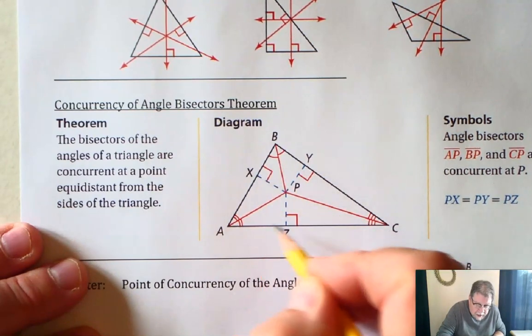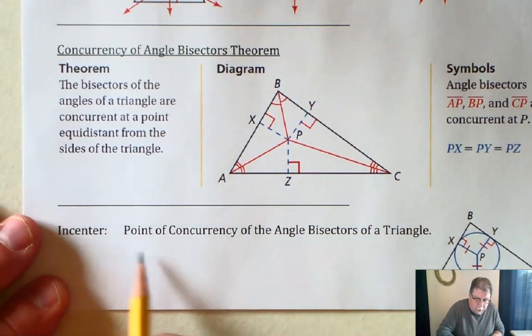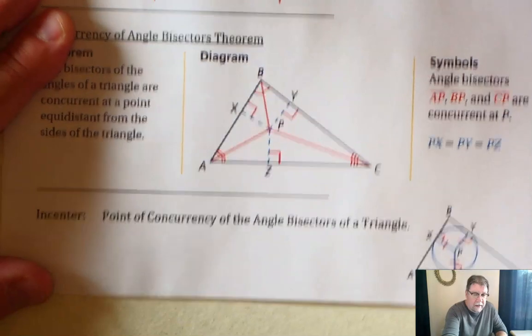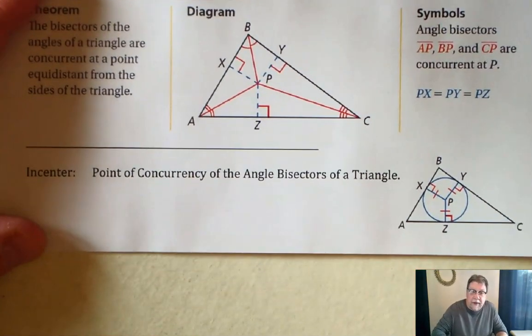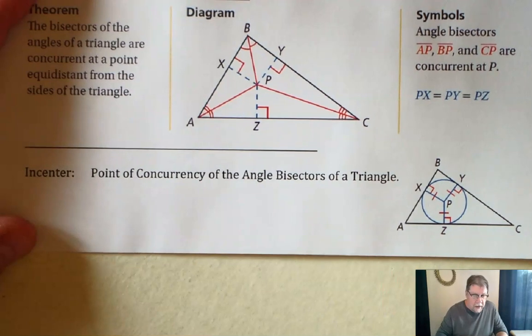It would touch the sides of the triangle theoretically, and that's called the incenter, the point of concurrency of the angle bisectors of a triangle. So there's an example of that right here where we've drawn that circle on the inside. That's the incenter, so we could inscribe a circle inside a triangle.